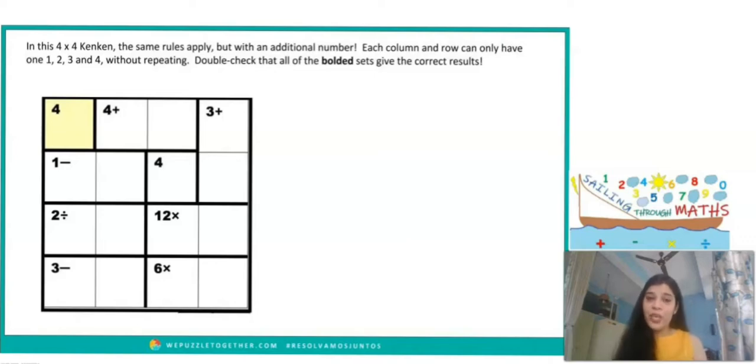Now see, how are we going to start solving this Ken puzzle? When you look here in this 4x4 grid Ken, you will see that only this block and this block has a number written in their corner without any arithmetic operation. In this corner, it is written as 4 plus. Here it is written as 3 plus. Here it is written as 1 minus. Here it is 2 divide, 3 minus, 6 into, 12 into.